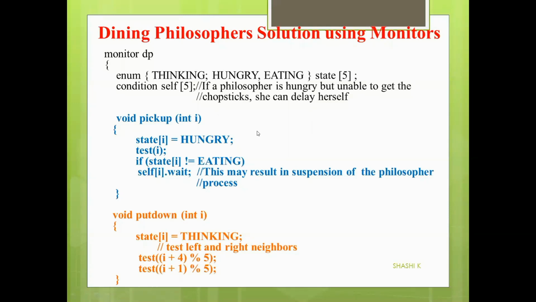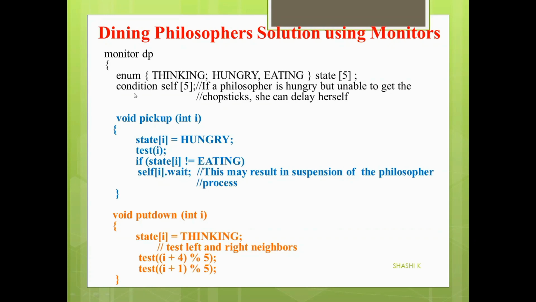Okay, so here we are implementing a solution by using monitors. As I told you, a monitor will have some shared data, and some procedures with which we can access the shared data. So here we define a monitor called DP, indicating dining philosophers, and we define the state of the philosopher as an enumeration variable. There are 5 philosophers, so we define the state to be an array of size 5. Each of these 5 philosophers can be in 3 states, namely thinking, hungry, or eating.